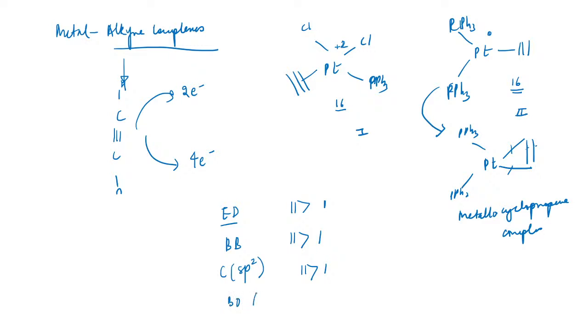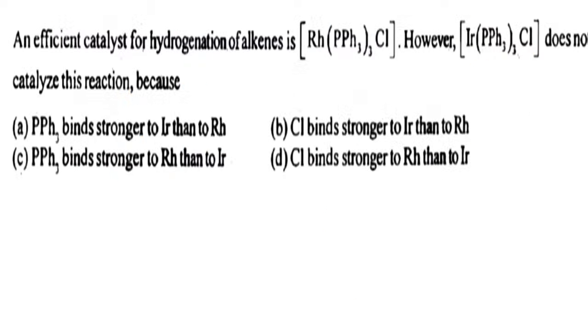Next is the bond order of carbon-carbon, okay? Now if there is more back bonding in the second complex, the bond order is less in the second complex. So the bond order of the first complex is greater than the bond order of the second complex, okay? So I think this is also clear. So this is one comparison between your metal alkyne complexes, okay? Now let's go to the next question.